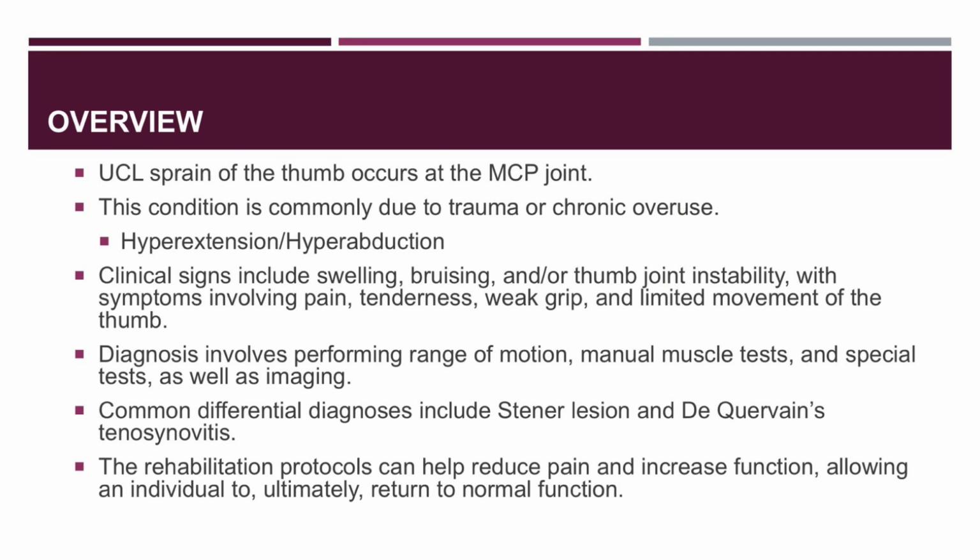The clinical signs include swelling, bruising, thumb joint instability with symptoms that involve pain, tenderness, weak grip, and limited movement of the thumb. Diagnosis involves performing range of motion, specific manual muscle testing, and special tests, as well as certain imaging. And then common differential diagnosis can include Stener lesions and de Quervain syndrome. And then the rehab protocols can help reduce pain and increase function, which will ultimately allow the individual to return to their normal function before they experienced the injury.